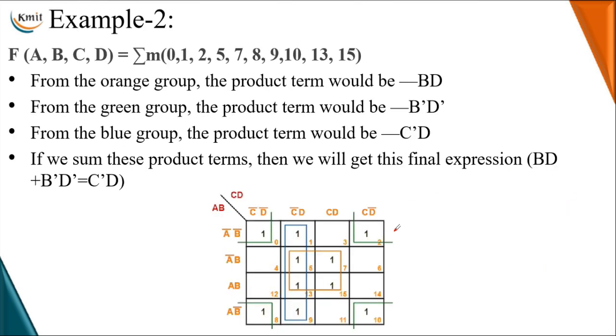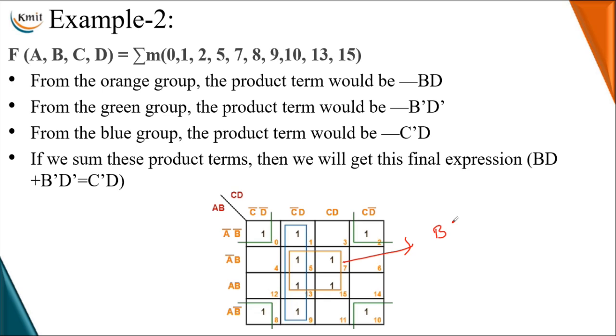Next example: F of ABCD is equal to sigma m of 0, 1, 2, 5, 7, 8, 9, 10, 13, 15. Now, we have two additional minterms compared with the previous problem: 1 and 9 are also included. If you include 1 and 9, as we already discussed here, this quad 1 will give you the minimal expression.